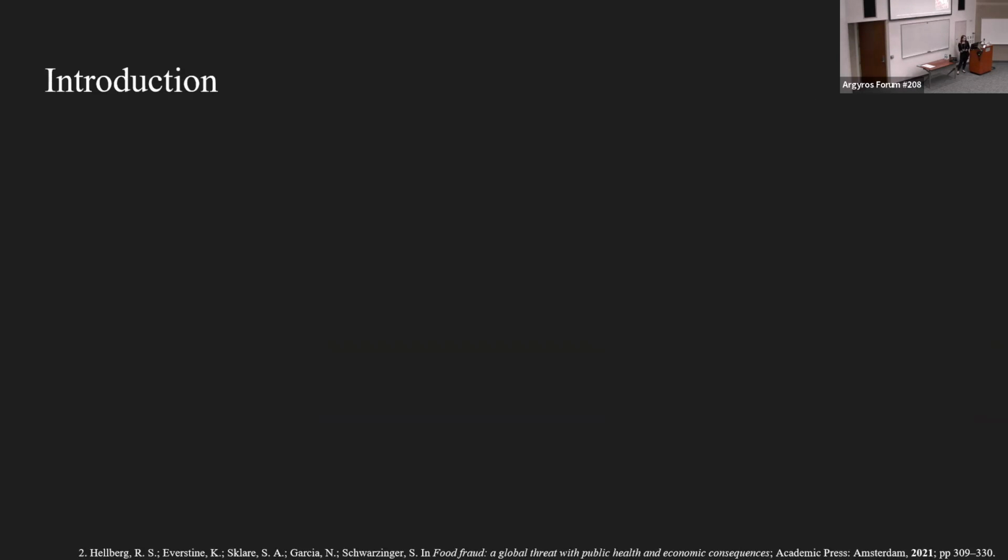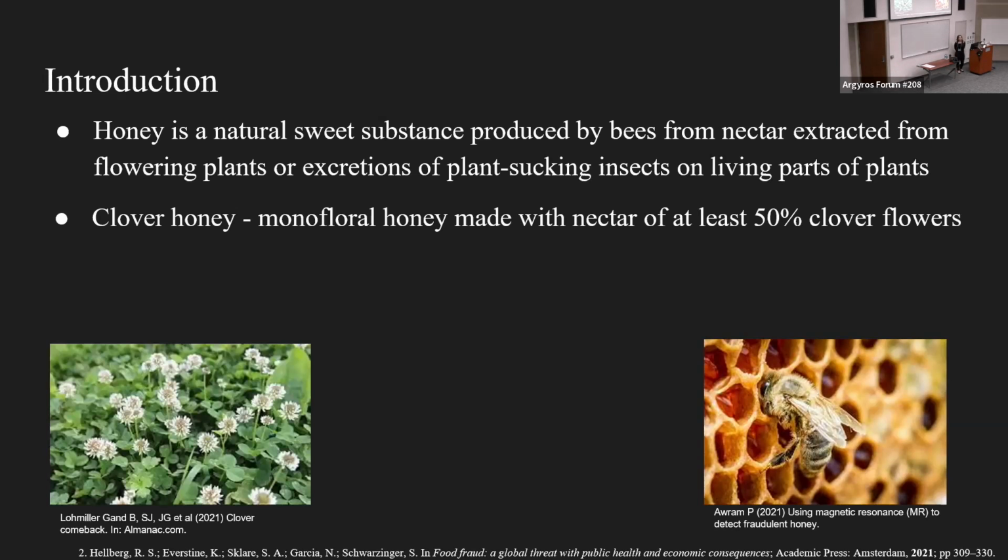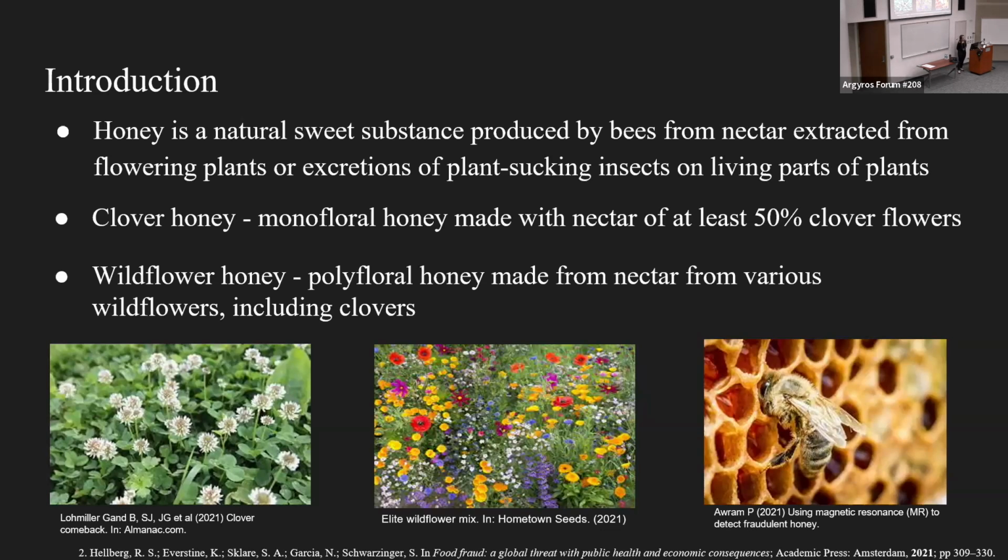So a little introduction. Honey is a natural sweet substance produced by bees from nectar extracted from flowering plants or excretions of plant-sucking insects living on living parts of plants. Clover honey is a monofloral honey made with nectar of at least 50% clover flowers. And wildflower honey is a polyfloral honey made from nectar from various wildflowers, including clovers.